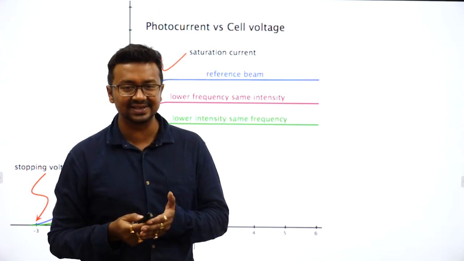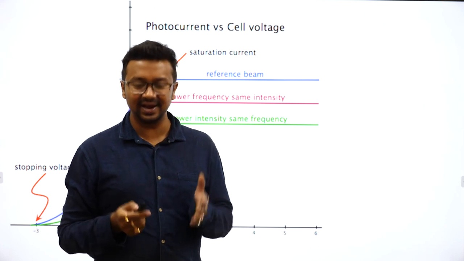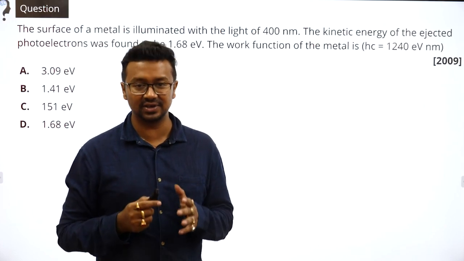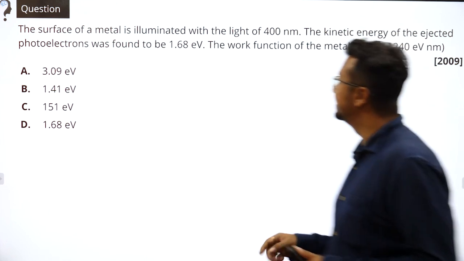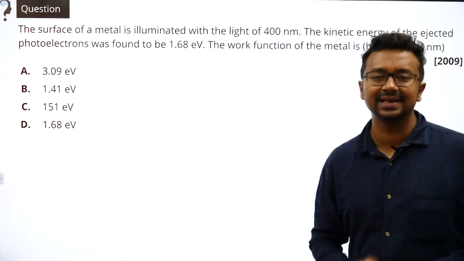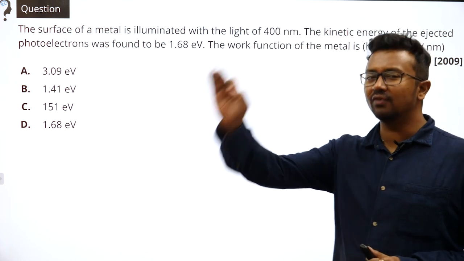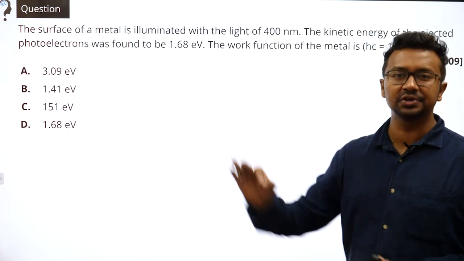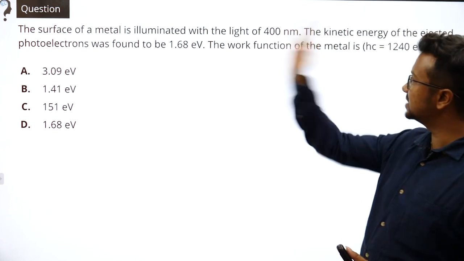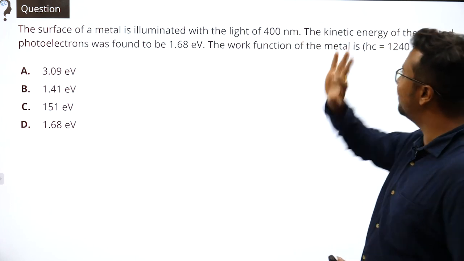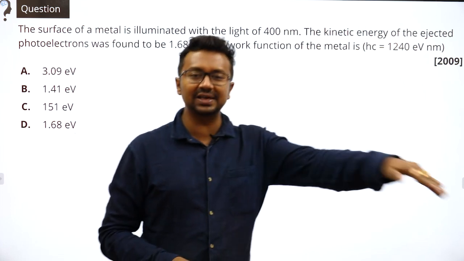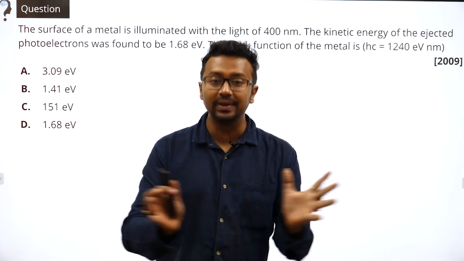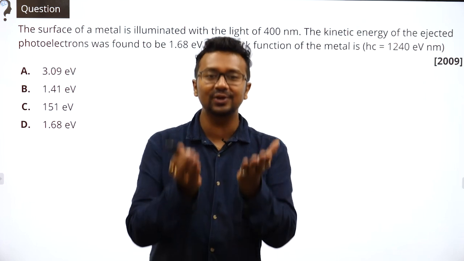All right, students, now let us go ahead to the next question. Let us look at this particular question. What do we have here? It is a very basic level question, just the usage of Einstein's photoelectric equation. The surface of the metal is illuminated with light of 400 nanometers. That is the incident light coming and striking the surface, due to which electrons are going to get liberated.